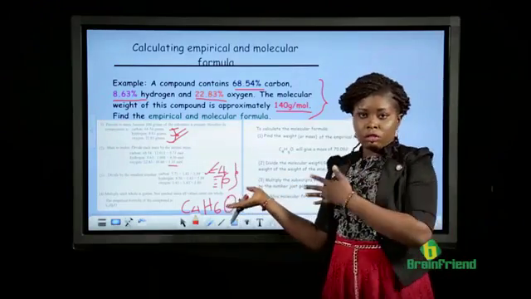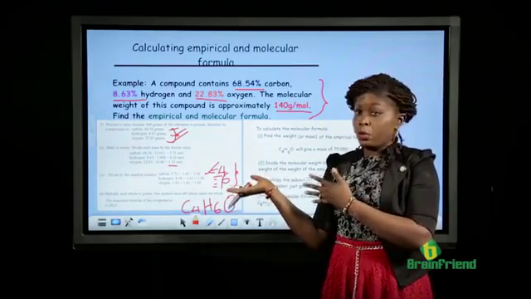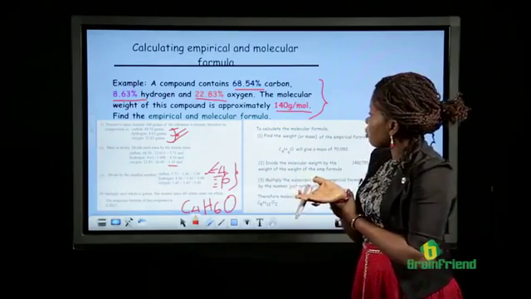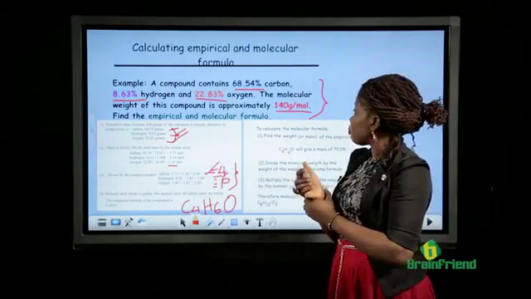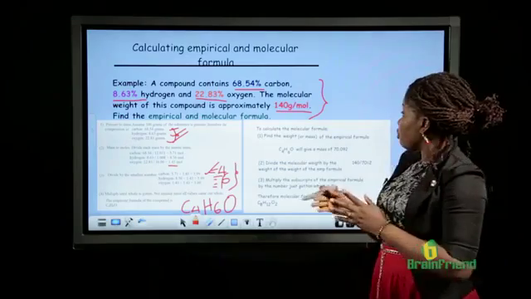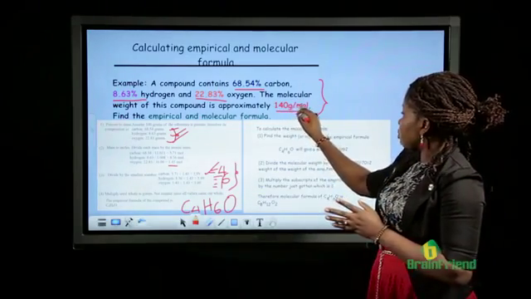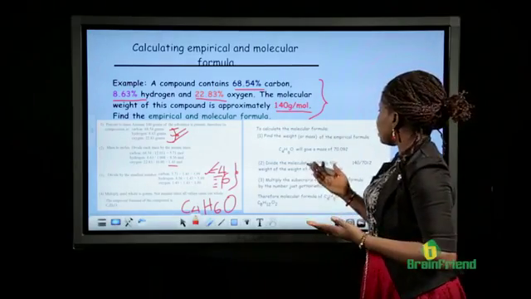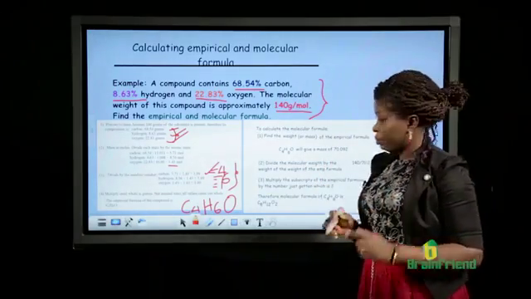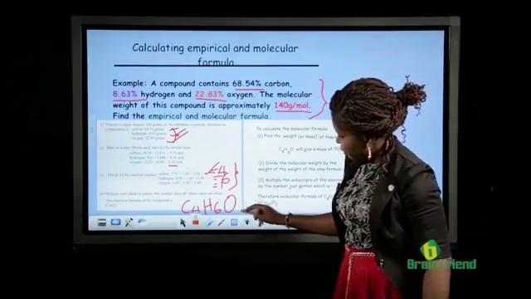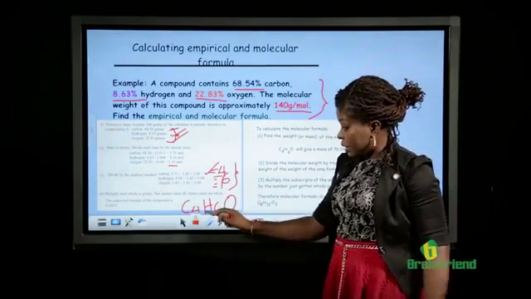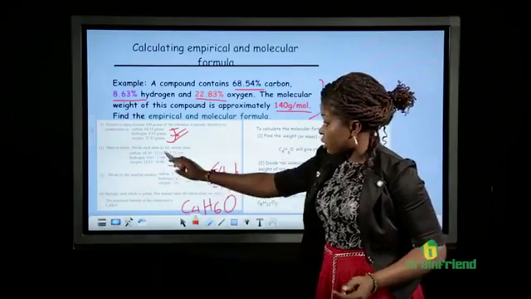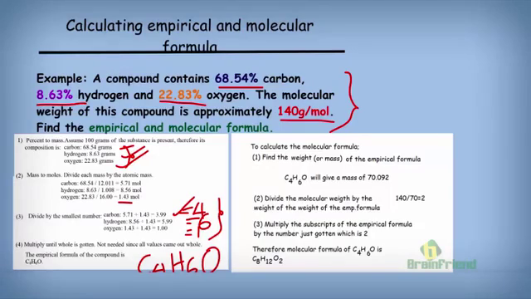Having derived the empirical formula, we are going to find the molecular formula of the compound. So remember, we are given a molecular weight of 140 grams per mole. For us to calculate this, we are going to find the weight of the empirical formula first. So what does this weigh? We are going to just multiply these numbers by their molar masses. I already have the molar masses here in this chart.